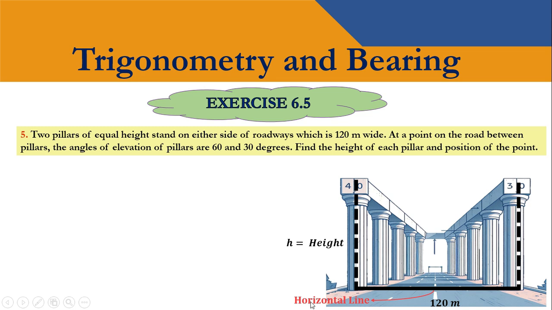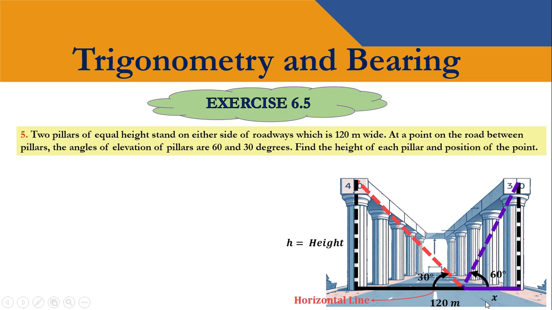This is our horizontal line, and from the horizontal line there is a point on this roadway. On that point, the angle of elevation towards one pillar is 60 degrees and towards the other pillar is 30 degrees. So we have to find the height of each pillar and the position of that point.